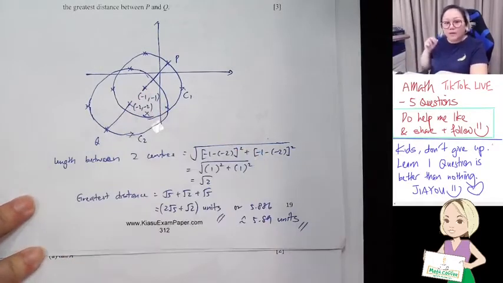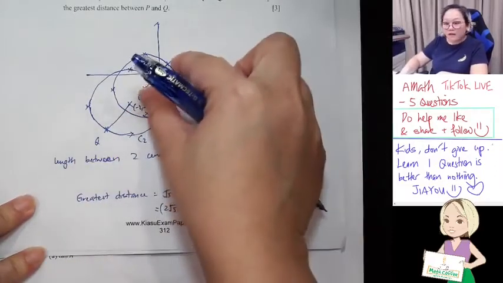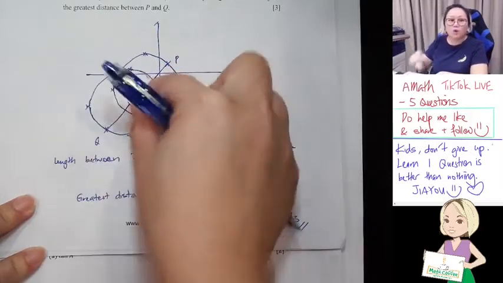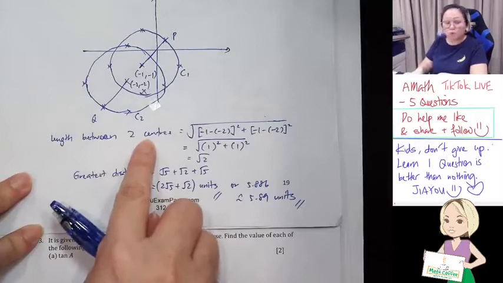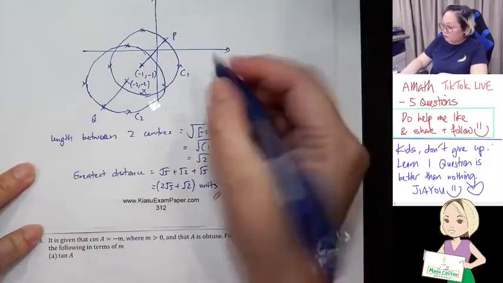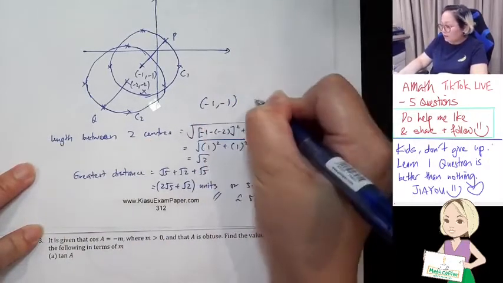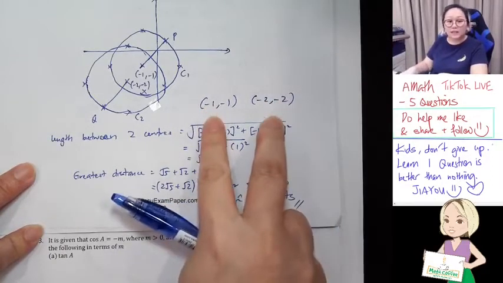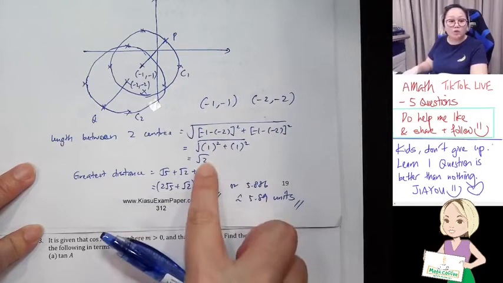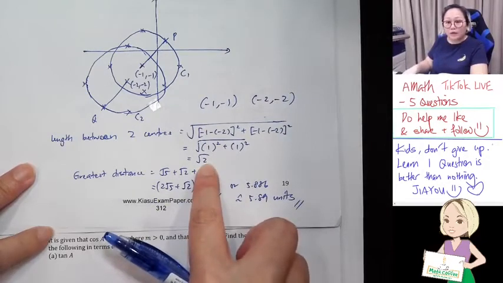Agree? So in other words, the greatest distance between the 2 points will be radius plus the length between the two centers. So the first step is I find the length between the two centers. So the 2 points were -1, -1 and -2, -2. These are the two centers, so I find the length, and I find that the length is square root 2. Okay?